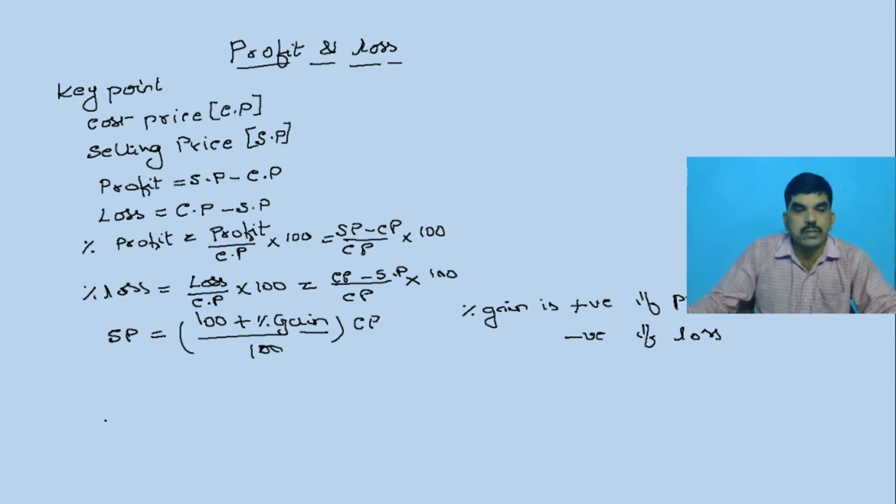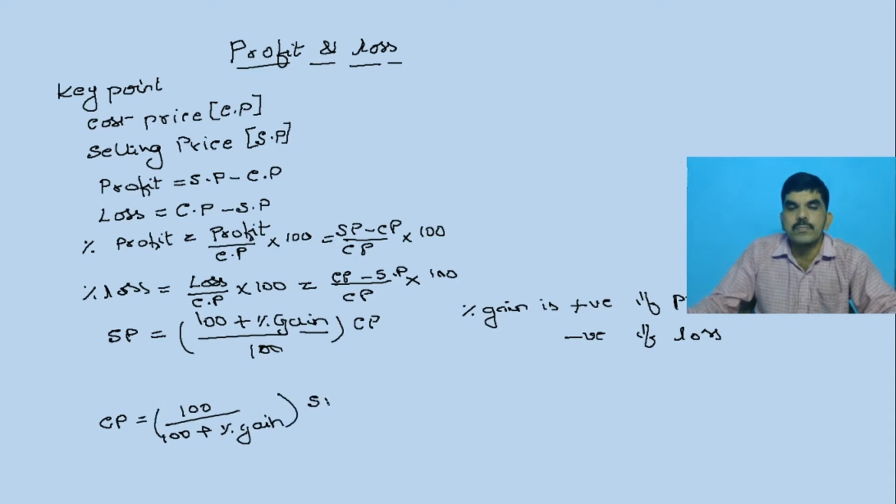So how to find out the cost price? This cost price CP is equal to 100 divided by 100 plus percentage gain into SP. This percentage gain is positive if profit, negative if loss. So to find out the selling price or cost price, if profit or loss is known and other parameters are known, it can be calculated using this formula. So these are the key formulas which you should know before solving the problems on profit and loss. Let us solve some problems on profit and loss.